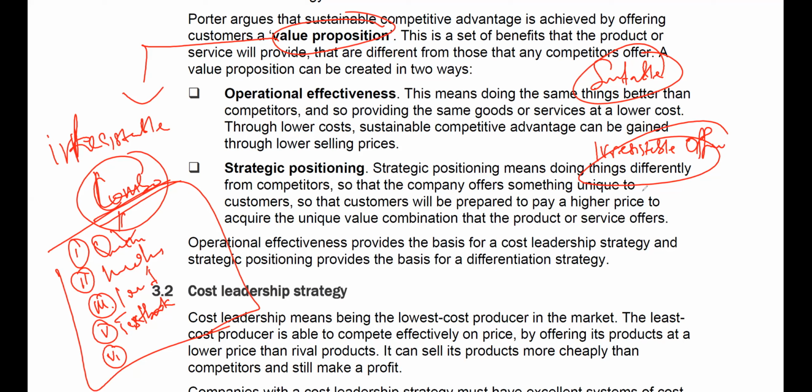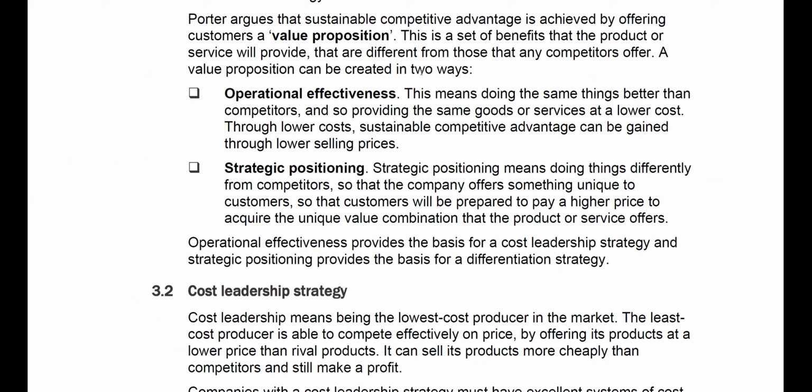These are some of the things you face in the online space. When you are working for a client, these are the things you try to identify to come up with a suitable digital marketing strategy for the person. These things are very practical, but people just take them as exam material. So this is a set of benefits that the product or service will provide that are different from those that any competitors offer. Now, a value proposition can be created in two ways.